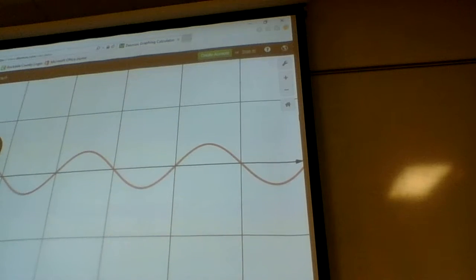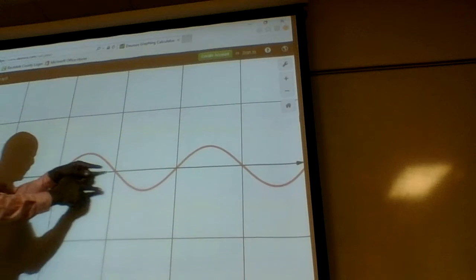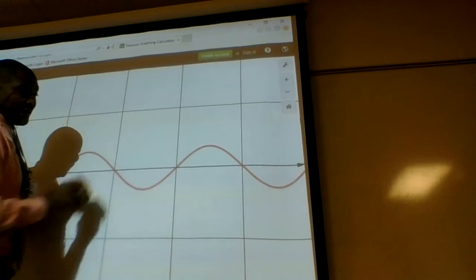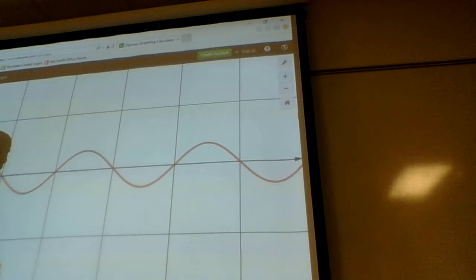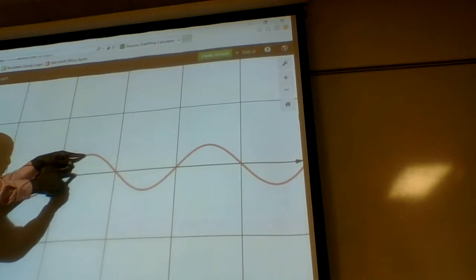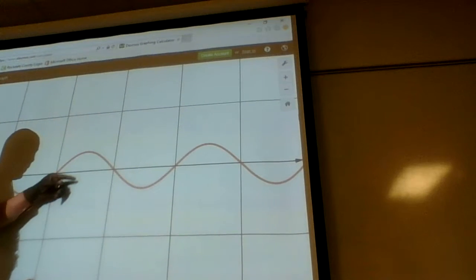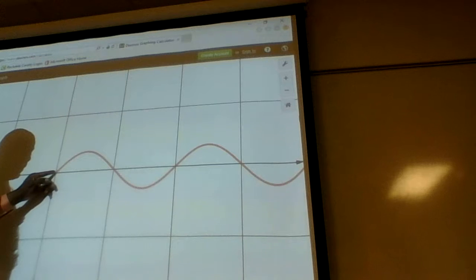We also want to talk about the amplitude. The amplitude is how high from the x-axis or how low from the x-axis the graph goes. And then we can look at this. We should know that the amplitude is going to be positive 1 and negative 1. But we always measure our amplitude as a positive number.